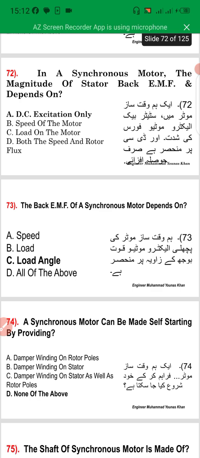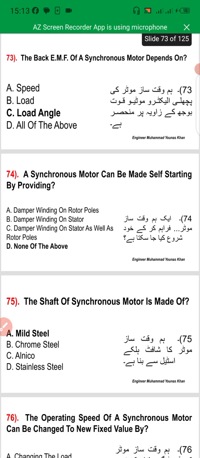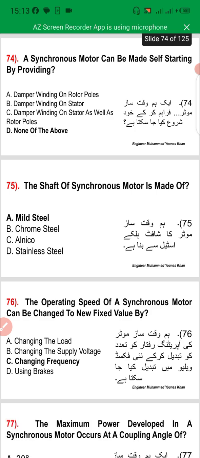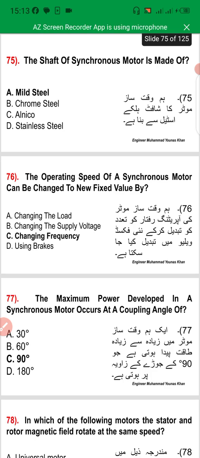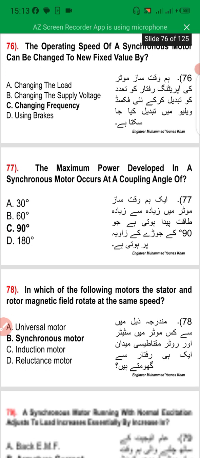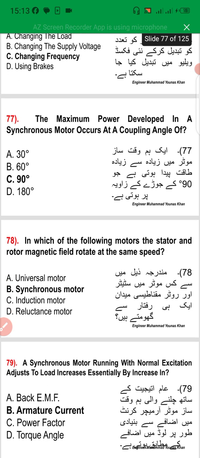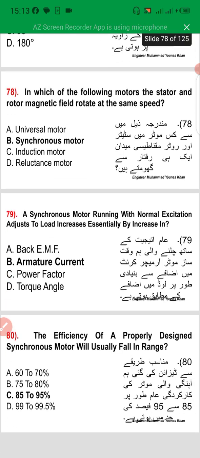In a synchronous motor, the magnitude of stator back EMF depends on DC excitation only. The back EMF of a synchronous motor depends on load angle. A synchronous motor can be made self-starting by providing none of the above. The shaft of synchronous motor is made of mild steel. The operating speed of a synchronous motor can be changed to a new fixed value by changing frequency. The maximum power developed in a synchronous motor occurs at a coupling angle of 90 degrees.